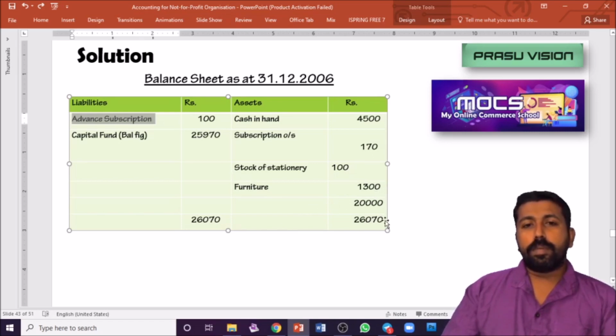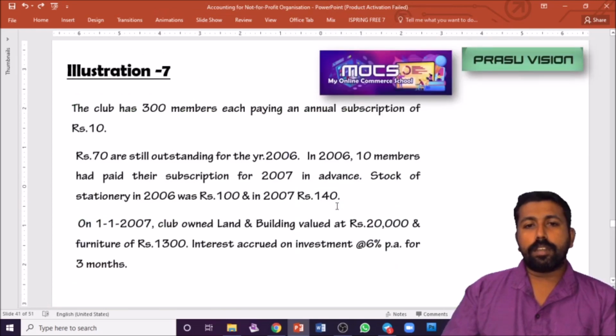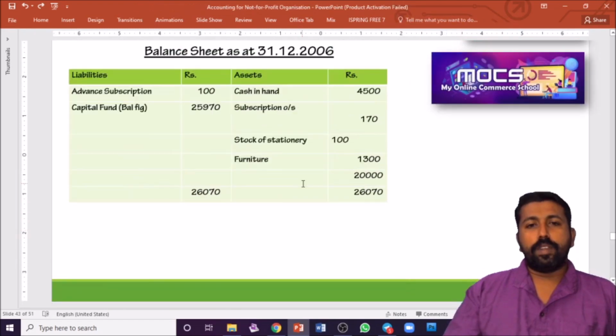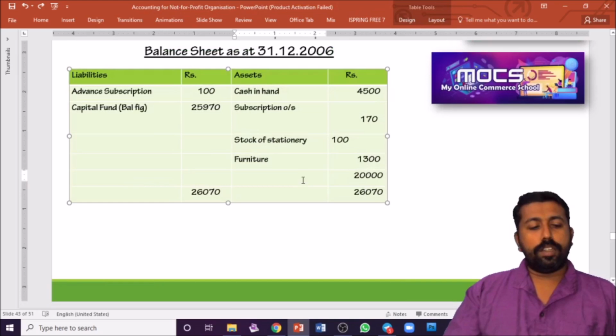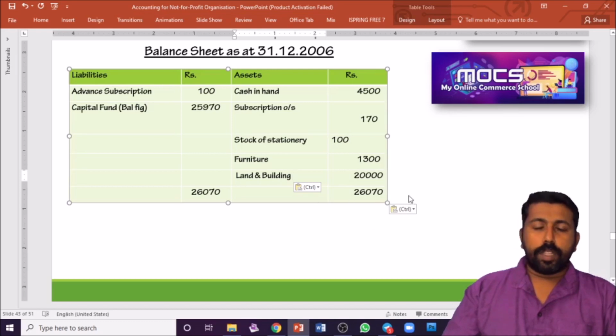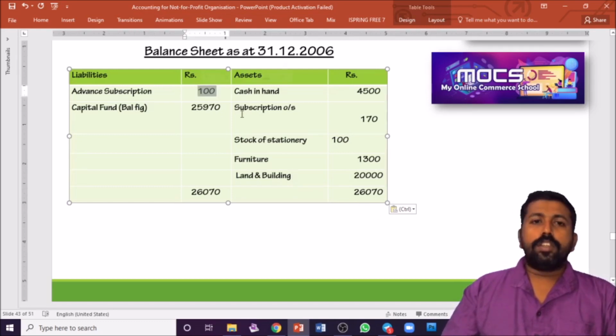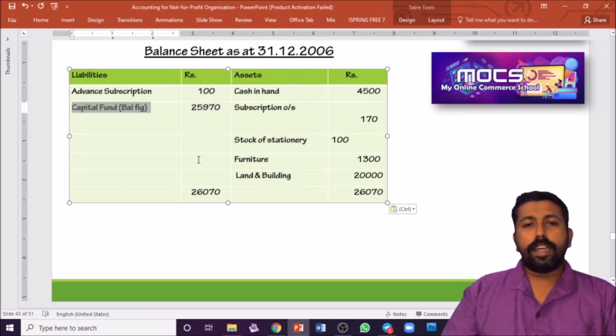And remember the remaining items. As per the question, there is one item, land and building. That item we have to note in that column. So here it will come, land and building 20,000, and remember the total of that asset side is 26,070. From that we have to deduct 100. Then we will get the opening capital fund amount 25,970.